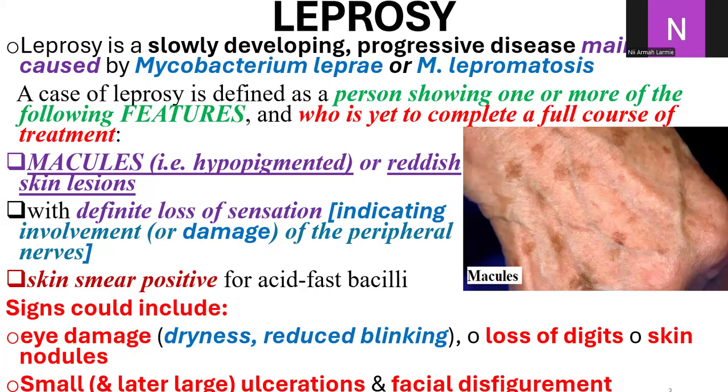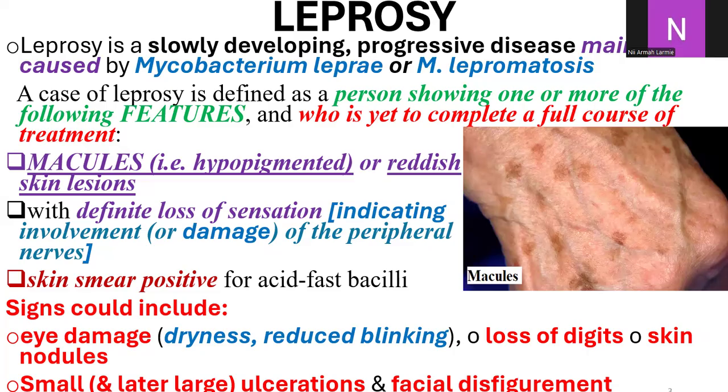Because when they put their hand in fire, for example, they might not feel it. They walk on knife or nails or something, they might not feel it, and they end up hurting themselves. Fortunately, we have medications to also help get rid of this mycobacterium.